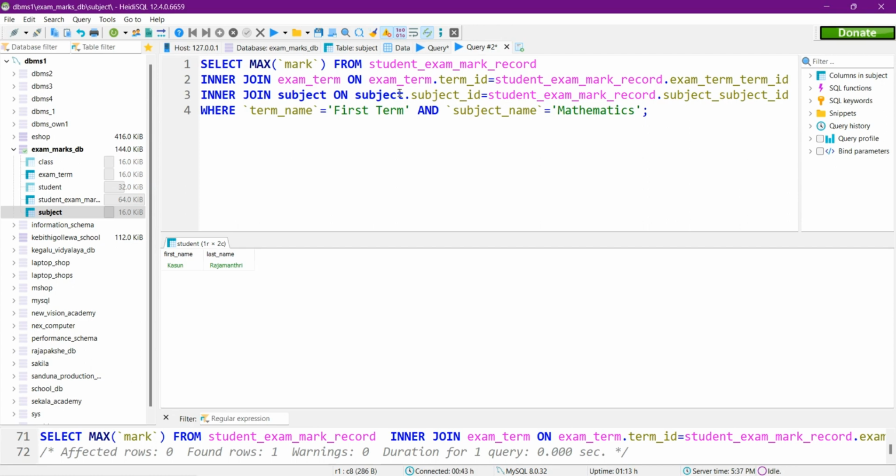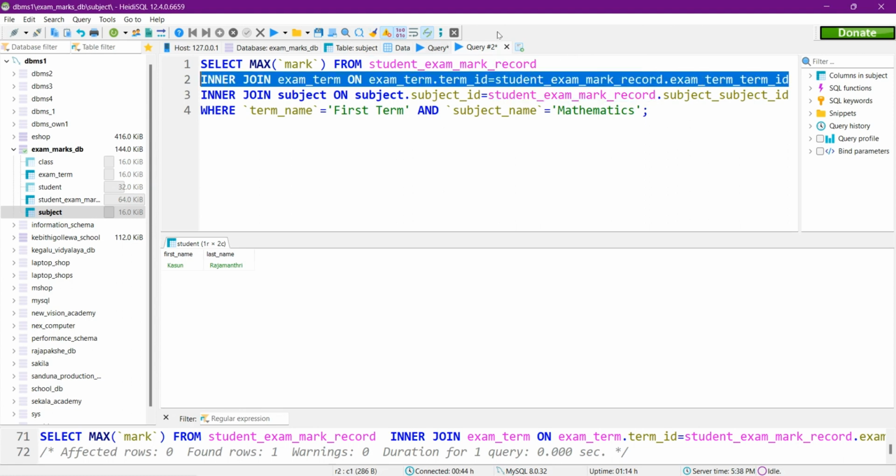According to this question we need to use 3 tables. The first is the student exam mark record table, then the exam term table, and the third is the subject table. Mainly I use the first table, and then I joined the exam term table, stating that the term ID column in the exam term table is equal to the exam term ID column in the student exam mark record table. This is how we write an inner join statement.